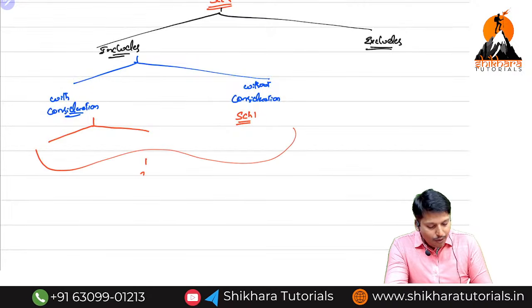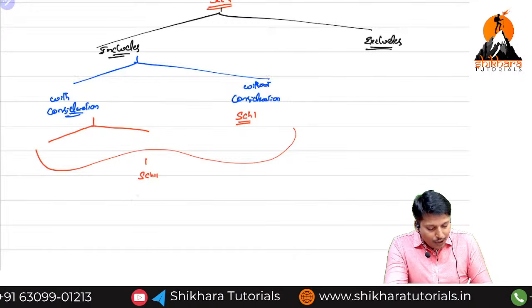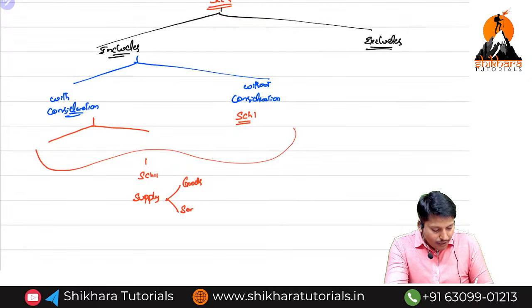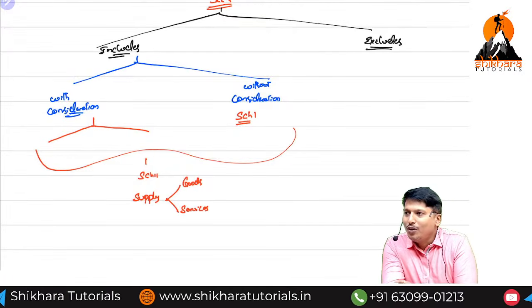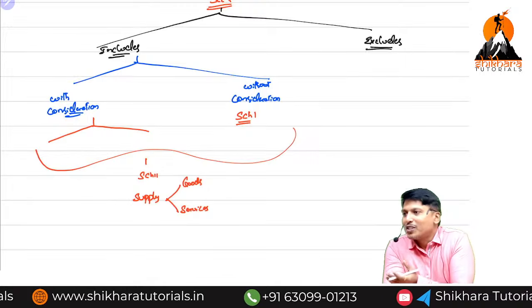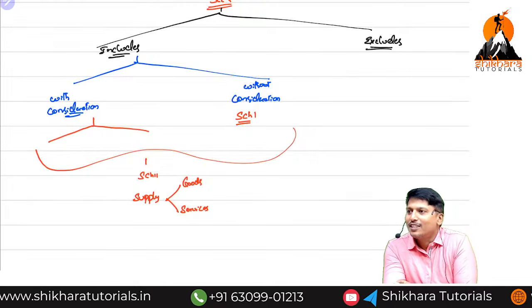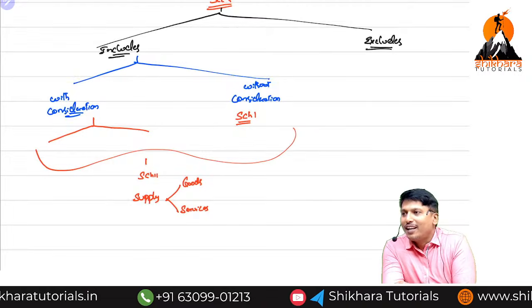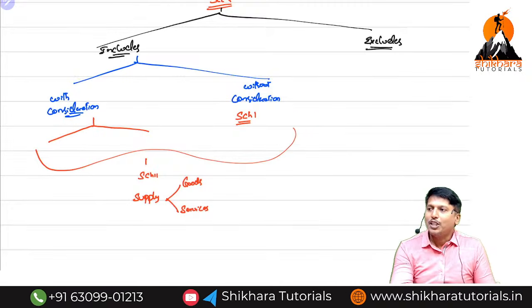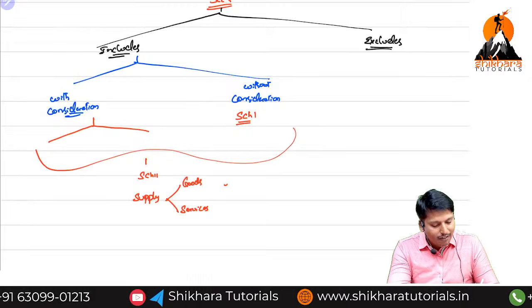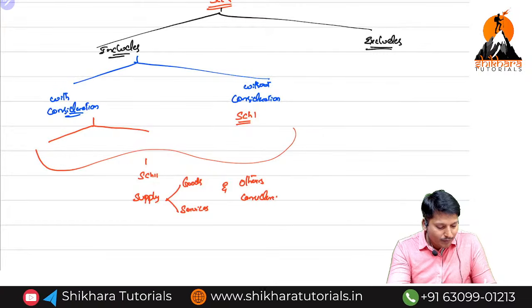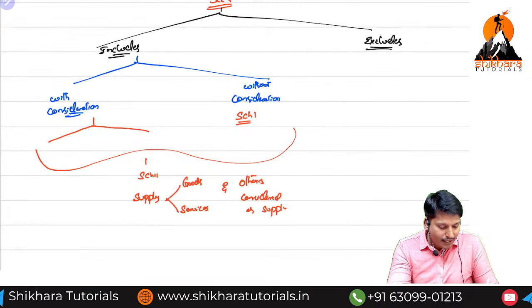Now, schedule 2. Segregation of supply into goods and services. Schedule 2 explains what is a good and what is a service, whether that particular transaction is a good or a service. If I purchase a mobile phone, is that a good or a service? If I hire a vehicle, then it is a service. These are explained by schedule 2. What is schedule 2? Segregation of supply into goods and services, and others considered as supply.